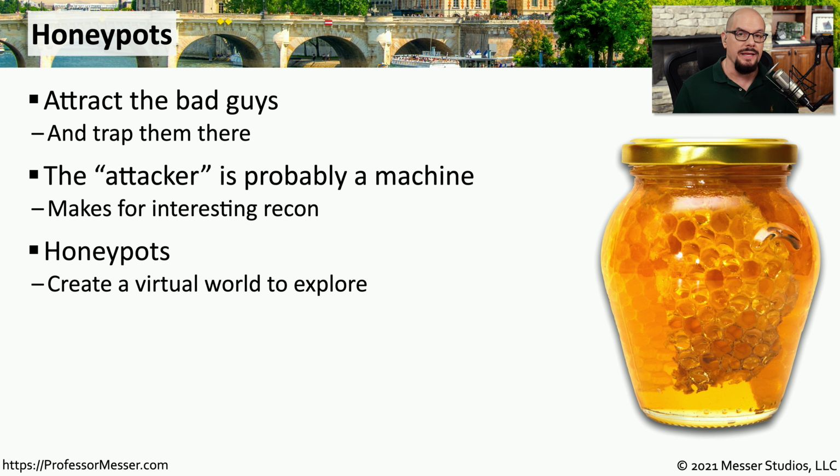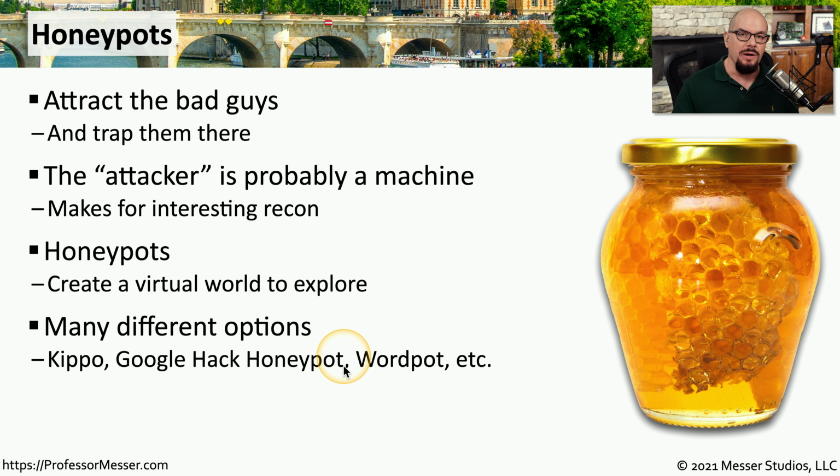The attackers would then connect to these virtual systems, try to circumvent the security on these systems, and you would be logging every single one of these attempts to gain more information about what these attackers are doing on your network. There are many different options for setting up your own honeypot. You might want to use Kippo, Google Hack Honeypot, or many others to be able to monitor what the attackers are doing.